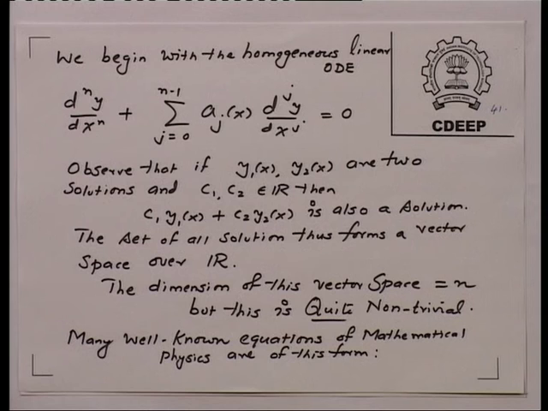Suppose you take a simple example, y double prime plus y equal to 0. Sin x and cos x are solutions, and so are c1 sin x plus c2 cos x. How do you know that there are no other solutions? It is not entirely obvious. Even in the second order case, it is not so easy to show that any solution is going to be a linear combination of a sine and a cosine.